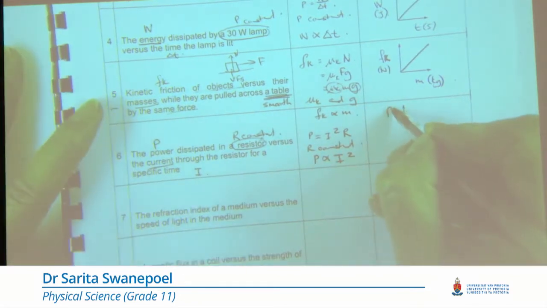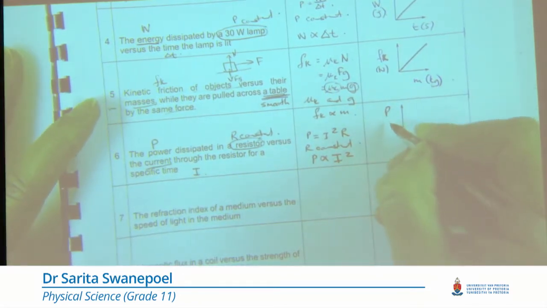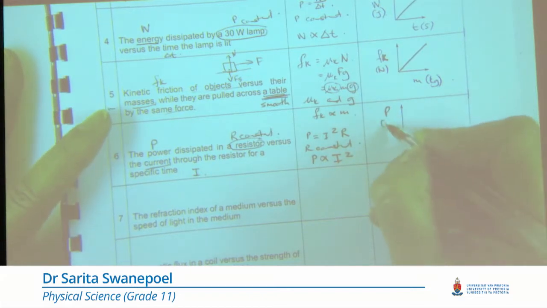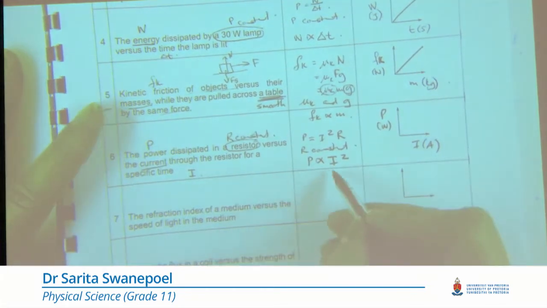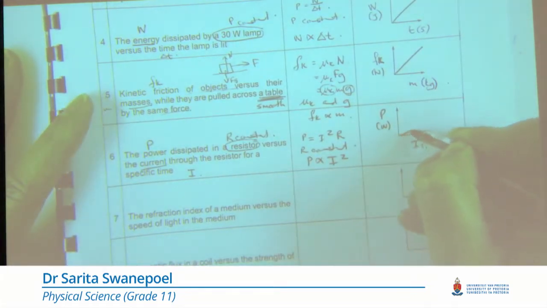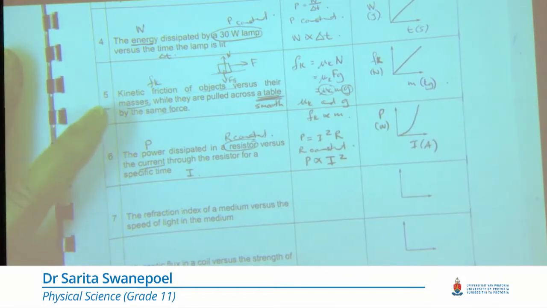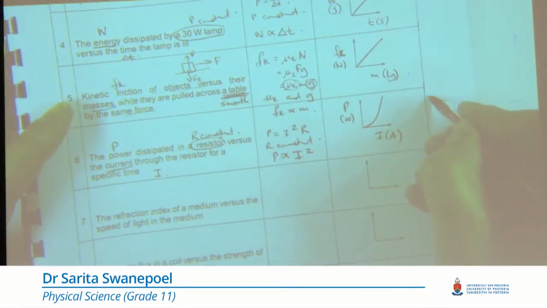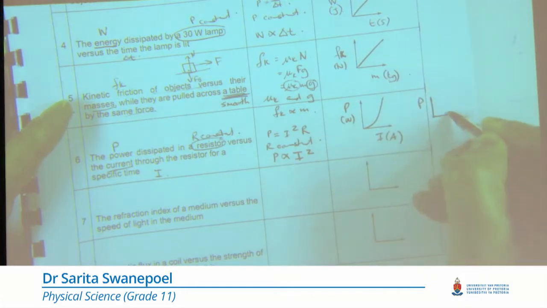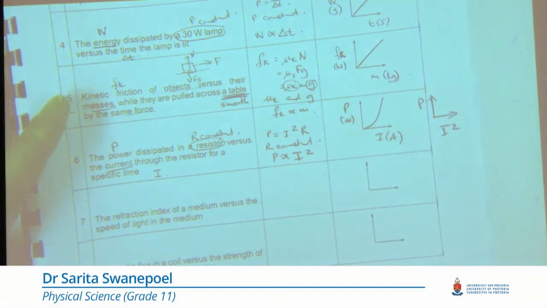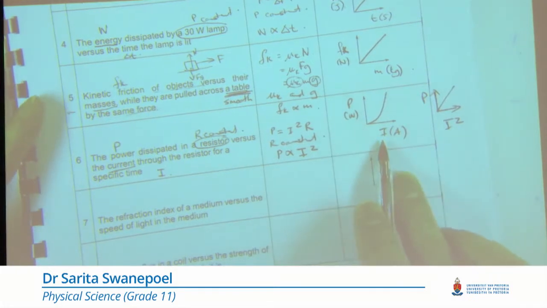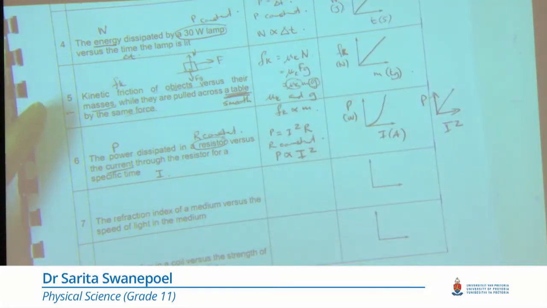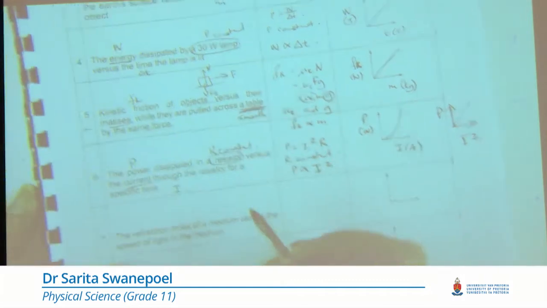So if I want to draw P and I, P measured in what? Okay, and I in amps, right? So what should that look like? That should look like a parabola, right? If it's squared, then it's a parabola. If I ask you to draw P versus I squared, what should that one have looked like? That one should have been a straight line, right? But if they ask me just I, then that one should show the square, right? Okay, next one. We've done that already.